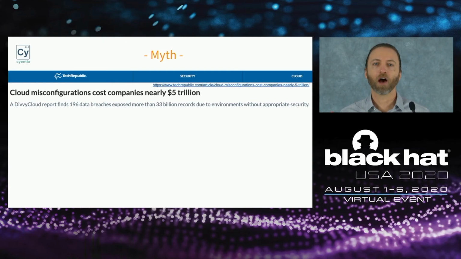Very pleased to be here speaking with the Black Hat crowd. For our second myth, we're going to talk about a report that came out earlier this year talking about cloud misconfigurations costing companies nearly $5 trillion. And when you first hear that about 196 breaches with 33 billion records being exposed, that $5 trillion may sound about right.